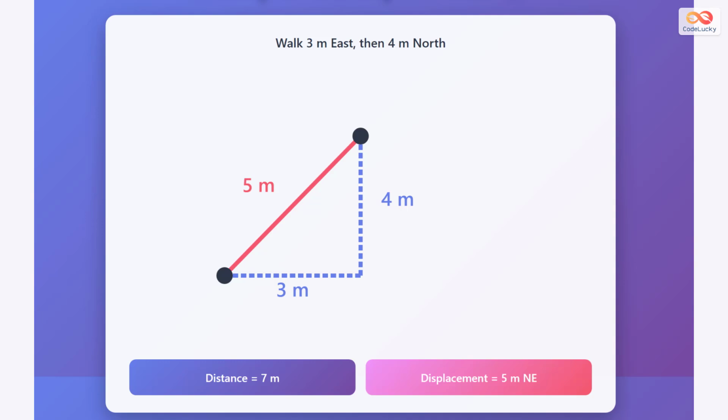Let's work through a simple example. Suppose you walk 3 meters east, then turn and walk 4 meters north. To find the distance, we simply add all the segments of the path. 3 meters plus 4 meters equals 7 meters total. For displacement, we need the straight line distance from start to finish. Using the Pythagorean theorem, the displacement is 5 meters in the northeast direction. Notice how the distance of 7 meters is greater than the displacement of 5 meters. This happens whenever the path is not a straight line.